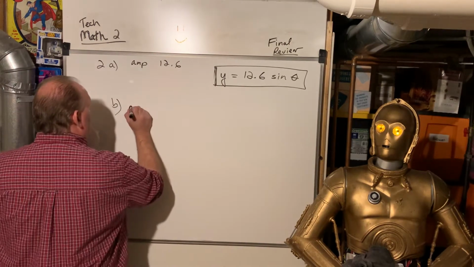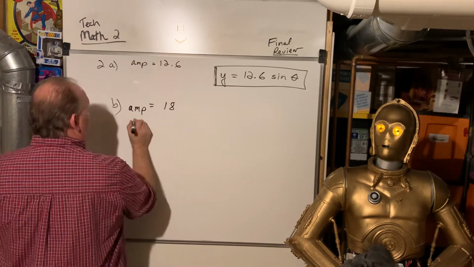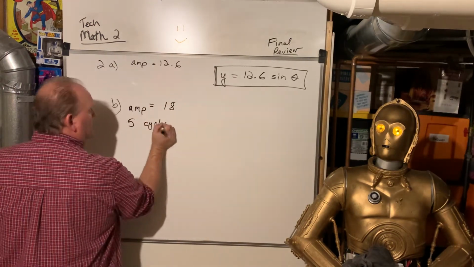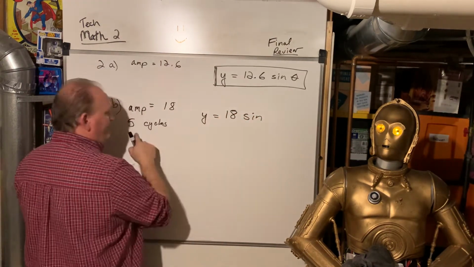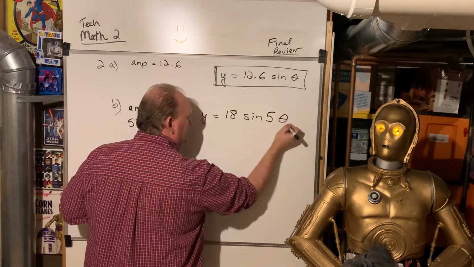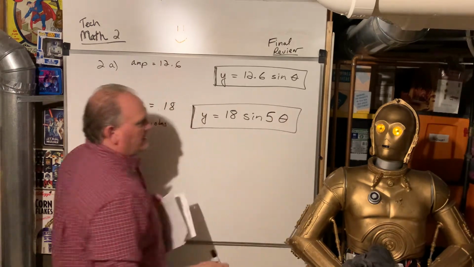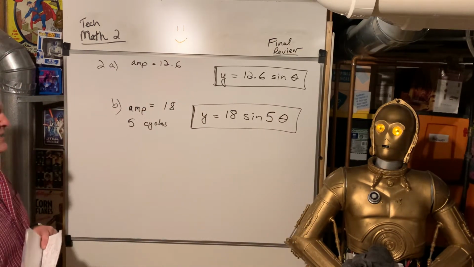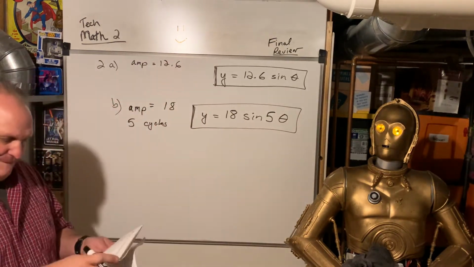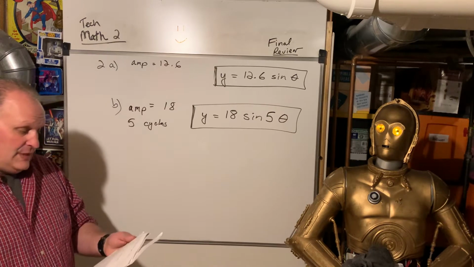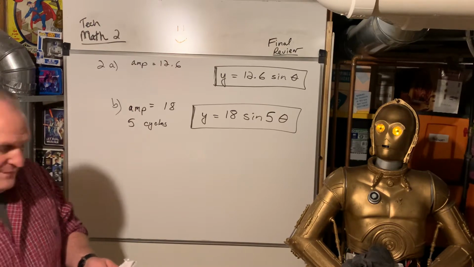So again, they give you the amplitude of 18, but they also say 5 cycles. So it's going to be y equals 18 sine 5 theta. Okay? And remember, theta, that's just a variable. So if I say y and x, then you just say y equals 18 sine 5x. All right? Okay, and then there aren't any which of the following has the same graph as that.